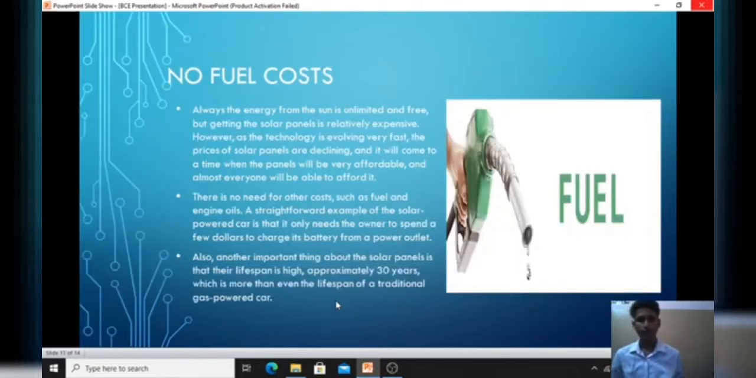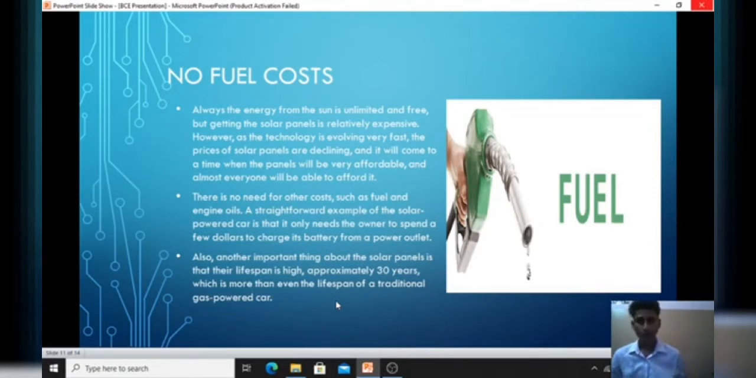And the other one is no fuel cost. No fuel cost is the biggest main advantage in this presentation. As we know, fuel costs increase day by day. So now I can tell you that solar powered cars are free of cost in terms of fuels.